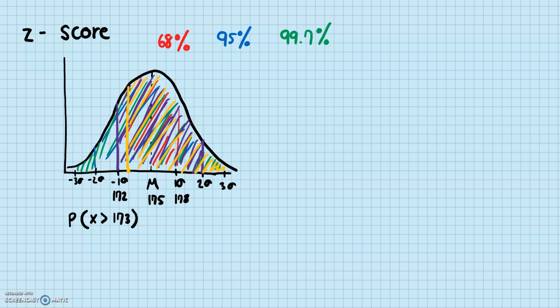But we can't really calculate this area using these percentages because it doesn't land on the standard deviation, right? So we need to use a different method to calculate this kind of probability. And most of the time, it's going to be in between the standard deviations. Okay, so to calculate this kind of probability, I first need to introduce you to the standard normal distribution.